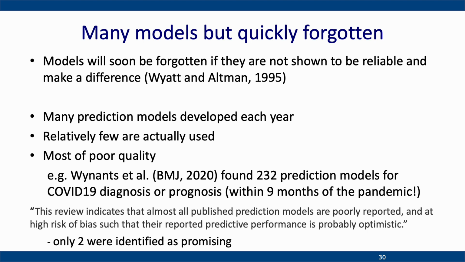And we found 232 models had been proposed within just the first 9 months of the pandemic. And our review only identified 2 of them as promising. The rest were at high risk of bias. And we concluded that the review indicates that almost all published models are poorly reported and at high risk of bias, such that their reported predicted performance is probably optimistic. How terrible is that? It's appalling, and we should be shocked, and it shouldn't be accepted.